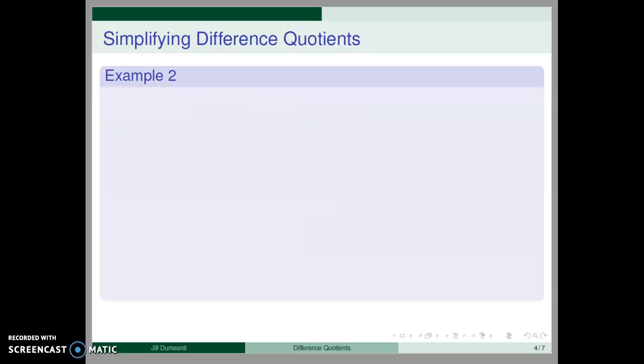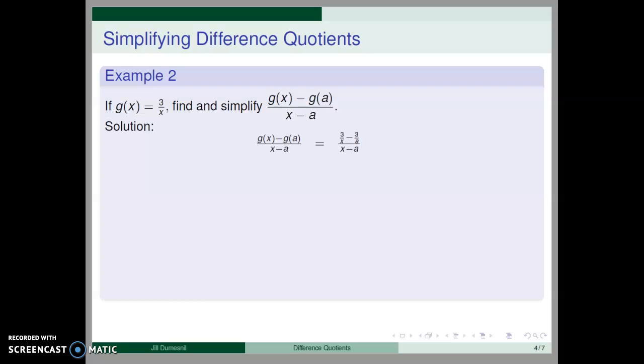Let's consider a second example. This time we're given g of x equal 3 over x and asked to find the difference quotient g of x minus g of a over x minus a. We will get a complex fraction to simplify in this problem. We evaluate g of x equal 3 over x and g of a equal 3 over a and substitute, resulting in the anticipated complex fraction.